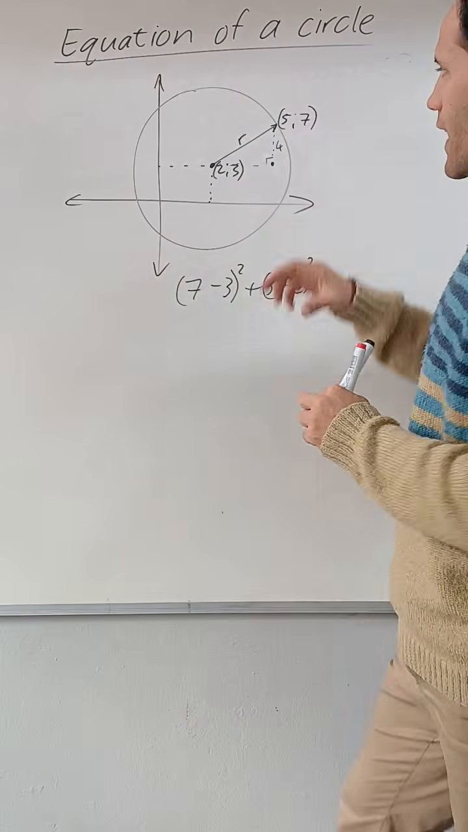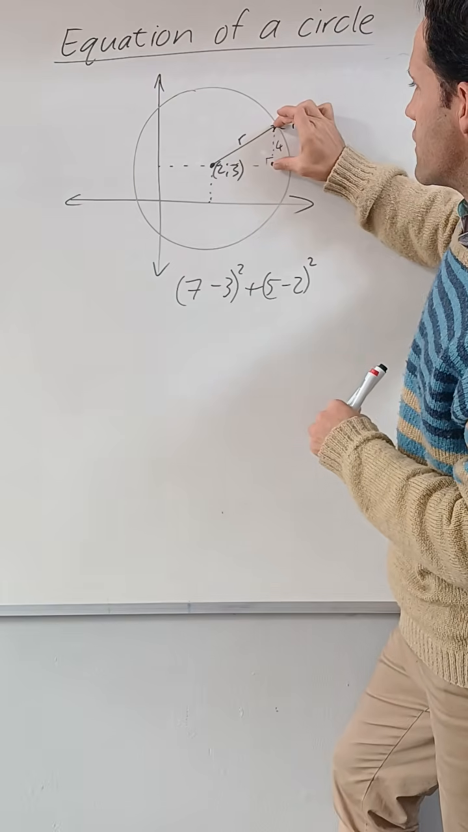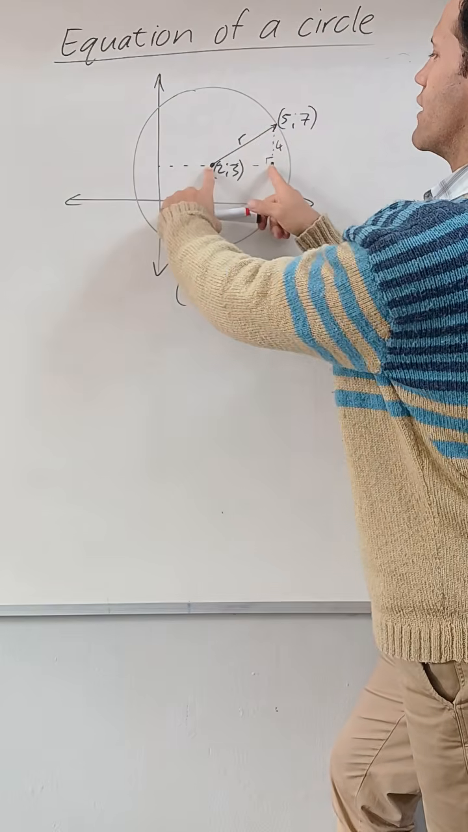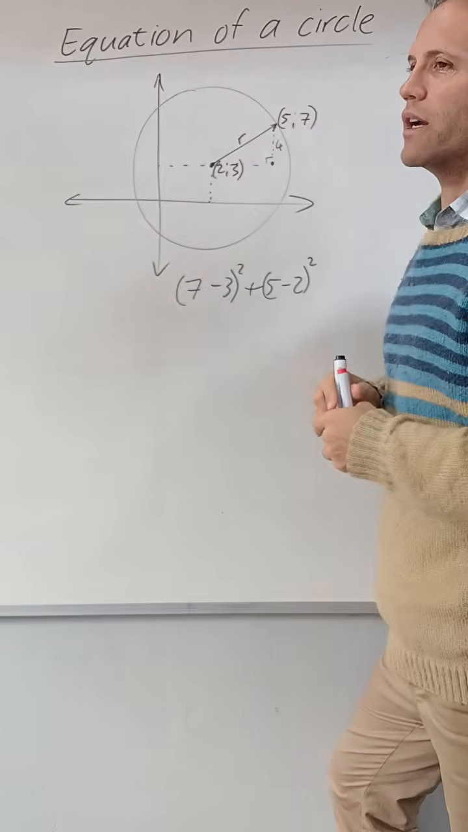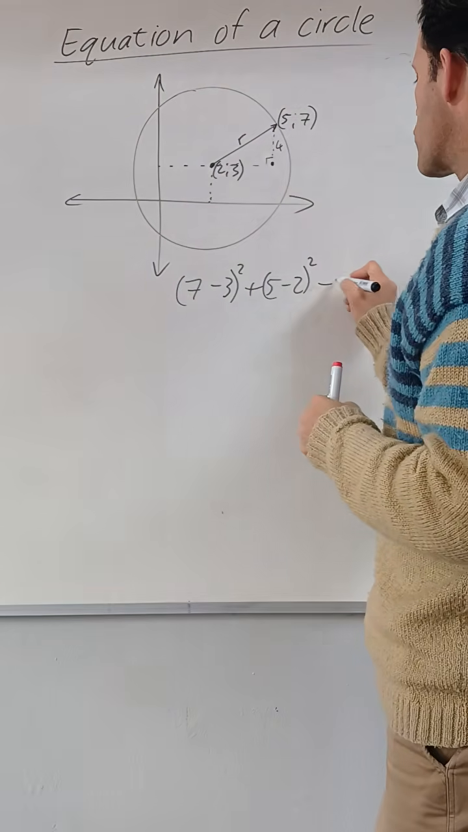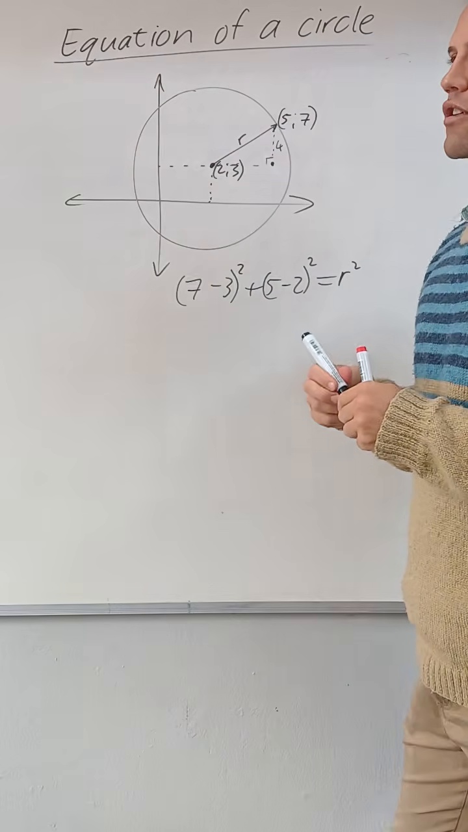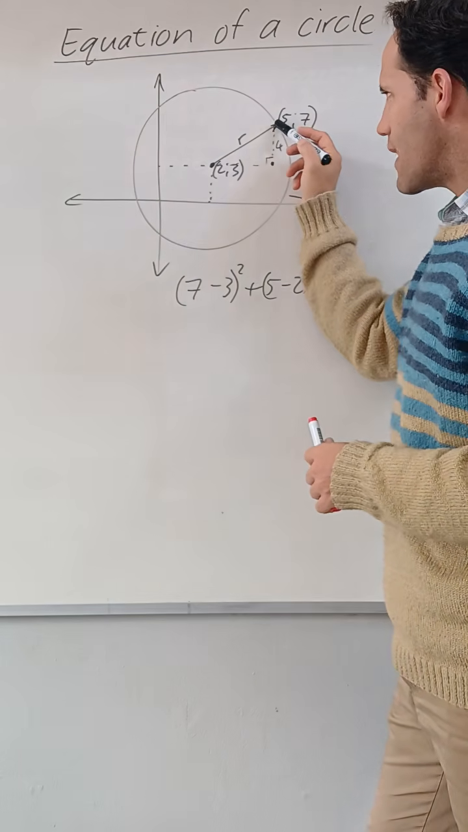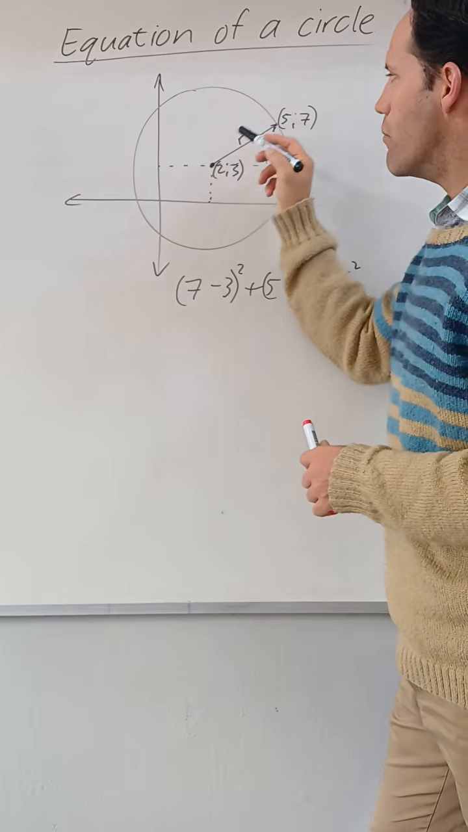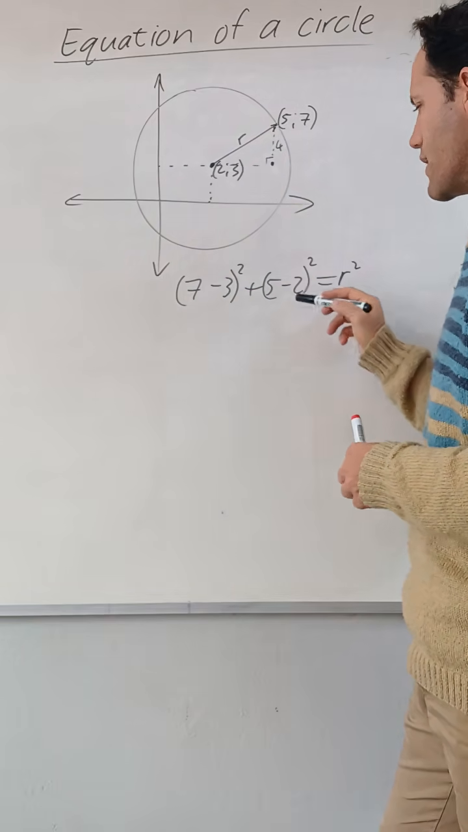Okay, so think of Pythagoras: the one short distance squared plus the other short distance squared, the two short sides squared, is equal to the long side squared. So that will be equal to r squared. That's where the formula comes from for the circle. I'm taking any point on the circumference, taking the x and y value minus the center. Circumference minus center. Circumference minus center.